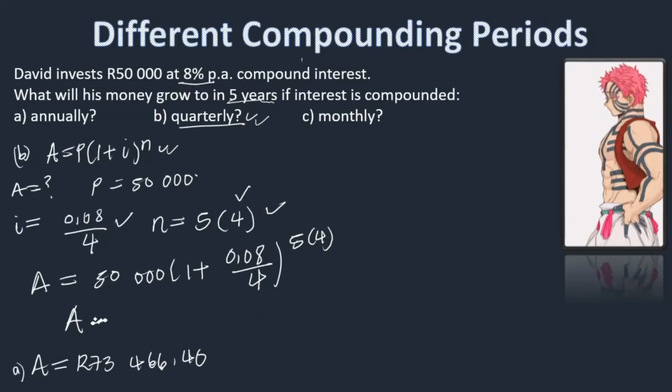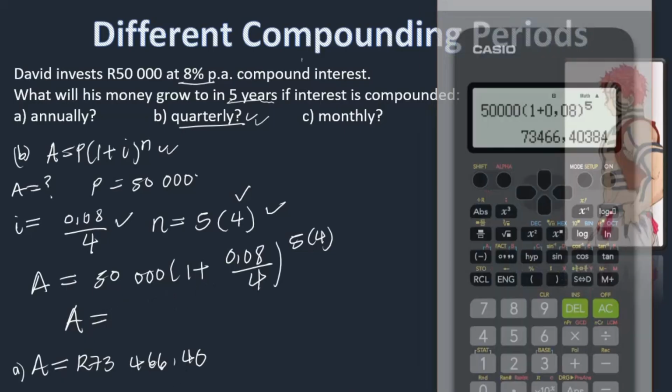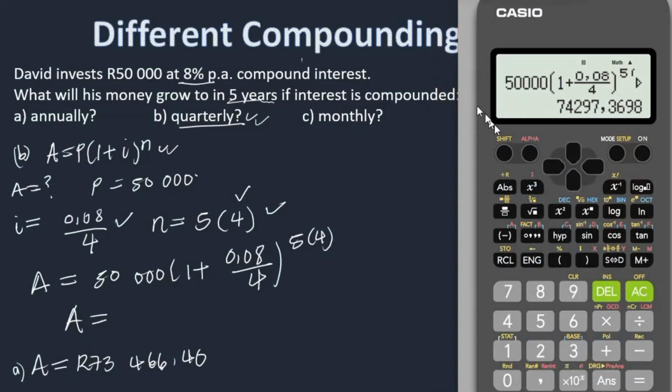And then again, you're going to put this entire thing on a calculator. Pull out your calculator. So here it is. Here are my values on a calculator. My I is divided by 4. My N is multiplied by 4. And my answer there is 74,297, right?